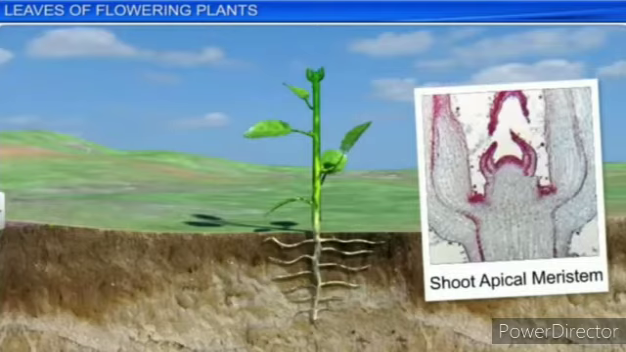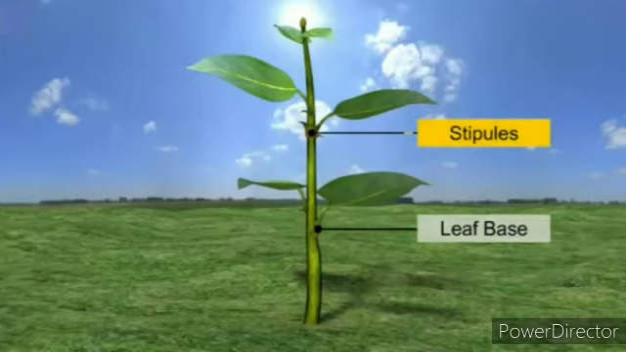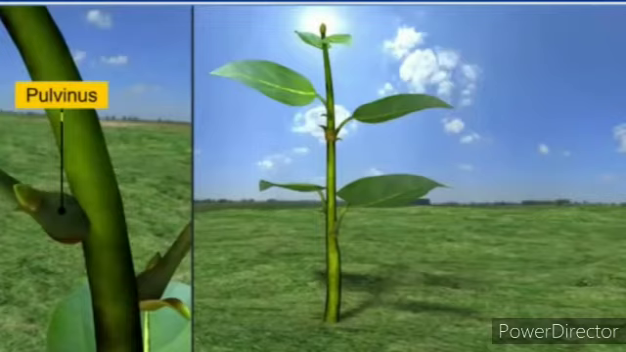A typical leaf, what is the structure of a leaf? A typical leaf consists of three main parts: leaf base, petiole and lamina. The leaf is attached to the stem by the leaf base and may bear two lateral small leaf-like structures called stipules. In monocotyledons, the leaf base expands into a sheath covering the stem partially or wholly. In some leguminous plants, the leaf base may become swollen, which is called pulvinus.